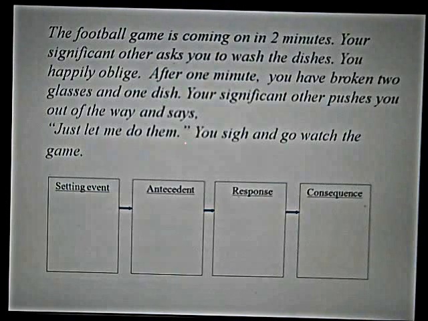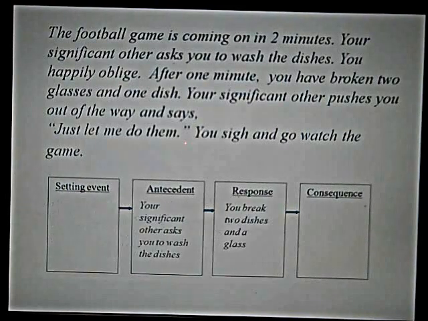Here's one that you may be more familiar with. Let's try this one. The football game is coming on in 2 minutes. Your significant other asks you to wash the dishes. You happily oblige. After 1 minute, you have broken 2 glasses and 1 dish. Your significant other pushes you out of the way and says, "Just let me do them." You sigh and go watch the game.